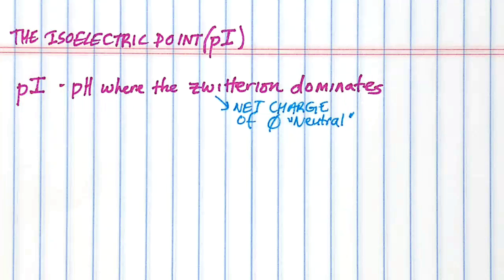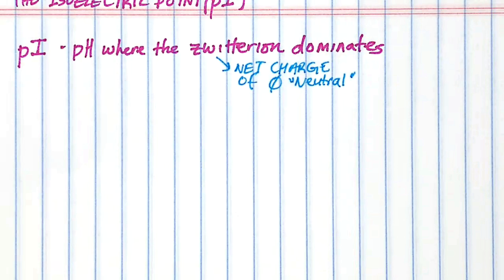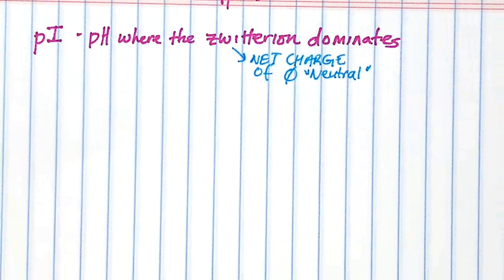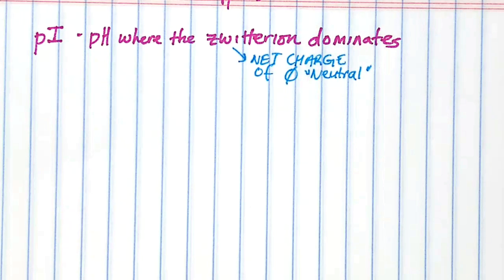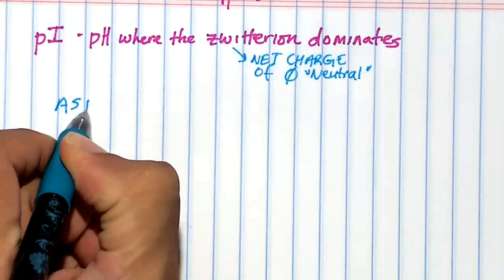So let's take a look at a simple case of an amino acid, realizing that proteins will have a pI, hemoglobin will have a pI. All these proteins and enzymes that you will study in this course will have a pI. Let's just take a look at the amino acid aspartic acid, just as an example.